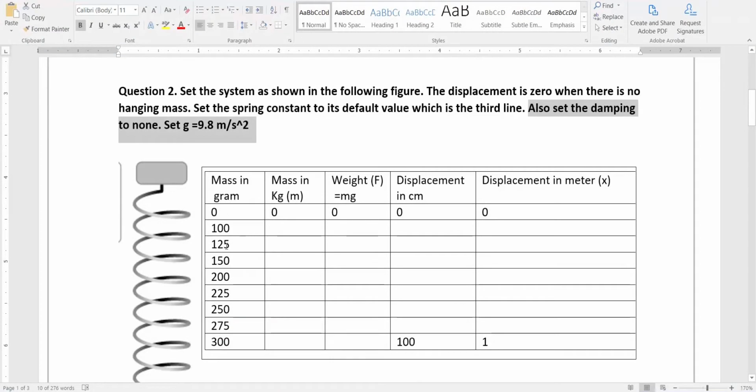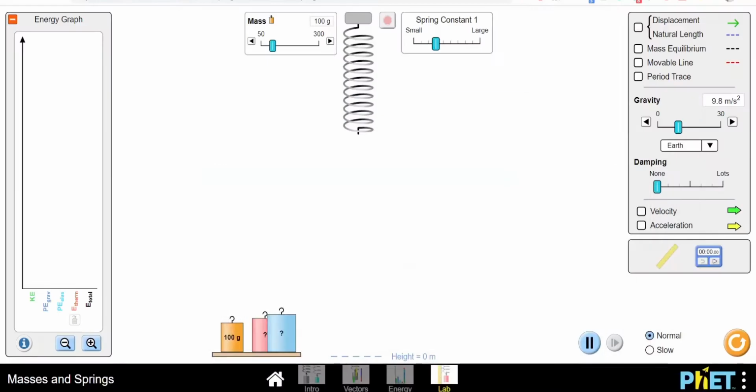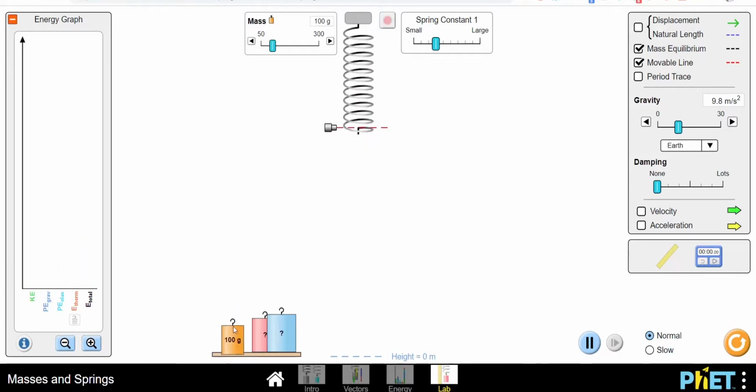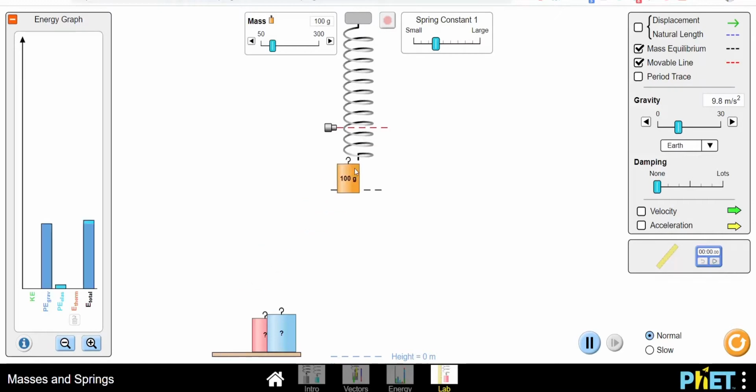Now you have to hang the different masses and take the measurements. The first thing I'm going to do is click onto this one, mass equilibrium and movable line. What does the mass equilibrium mean? Let me show you here. The mass equilibrium is the position when there is no hanging mass, and when you put a mass, this line moves. That's the movable line, and the black one is the mass equilibrium.